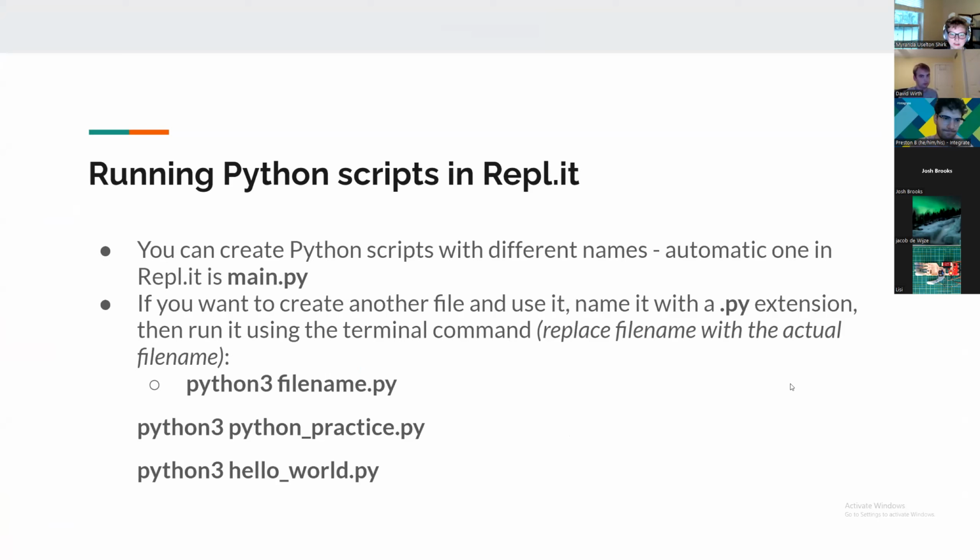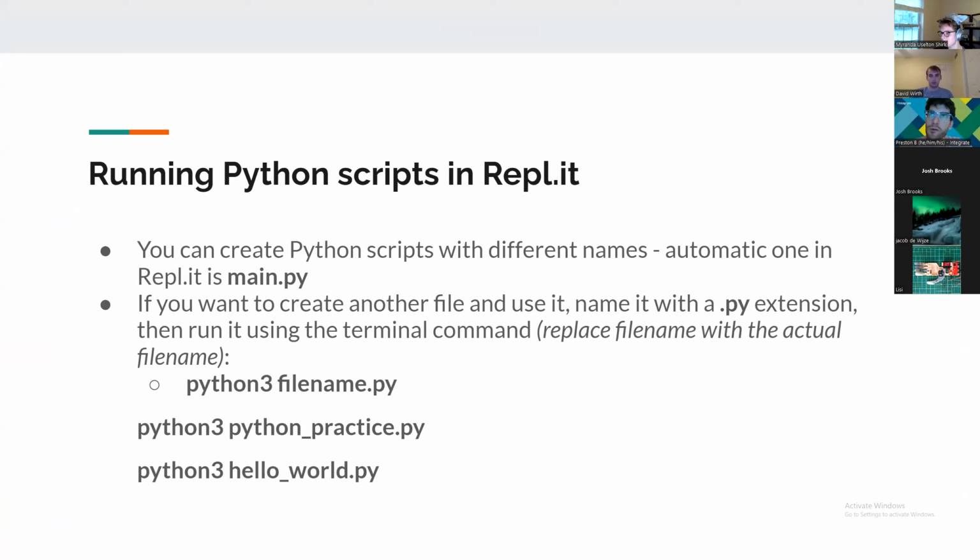Also wanted to point this out. You can create, like I said, Python scripts with different names. The automatic one in Replit is main.py. But if you want to create one, make sure it has a .py extension, and then you can just run it. So we have python3. If we had a file named python practice.py or hello world.py, it's a lot more straightforward than just pressing the run button in case that doesn't work.